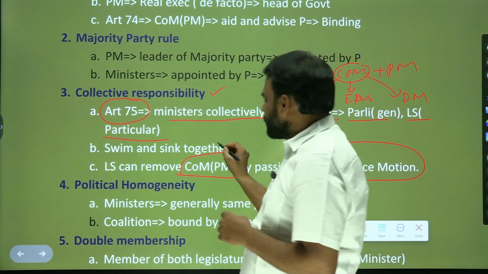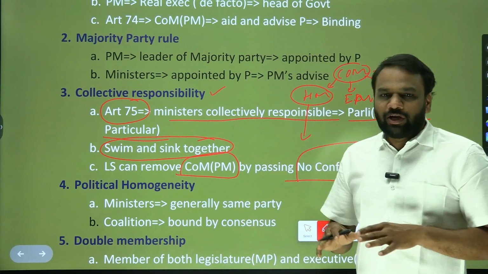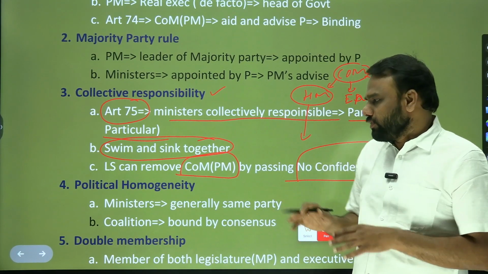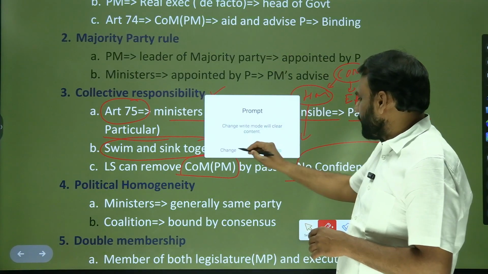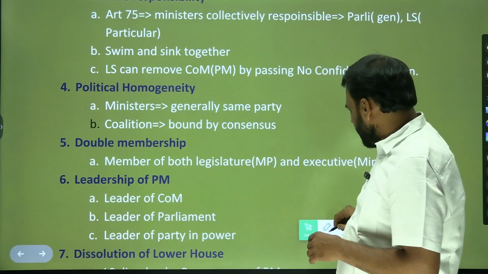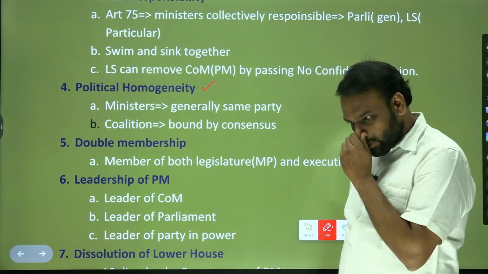Next, swim and sink together. So what does it mean? It means the council of ministers will stay together, and if at all they need to fall, then they will fall together. So this is again an important feature of parliamentary government. Next, another very important feature of parliamentary government is political homogeneity.